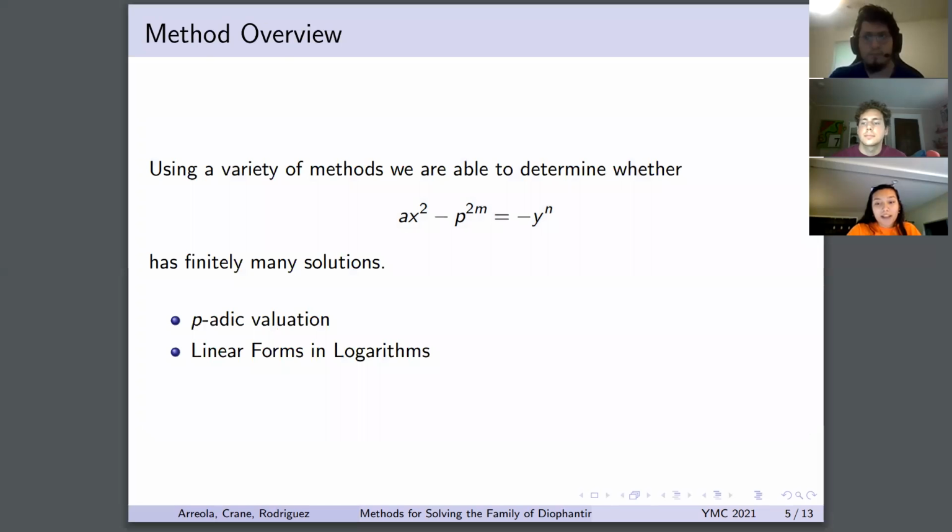So we used a variety of methods, specifically p-adic valuation. First, we're going to go over some definitions to help us understand what p-adic valuation is. We're going to look over some propositions and then see how that helped us determine some bounds that are very important. Then we're going to go into linear forms and logarithms, kind of the second part of our research. We're going to go over what that is specifically, how we were able to use propositions and theorems relating to that, and to get another bound that helps us with our research.